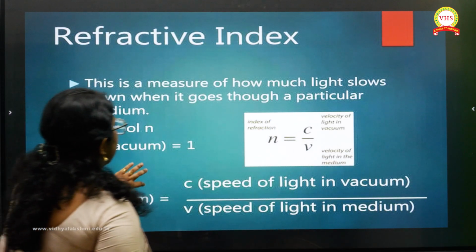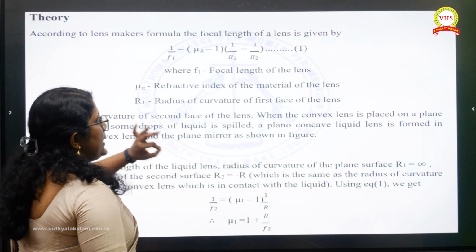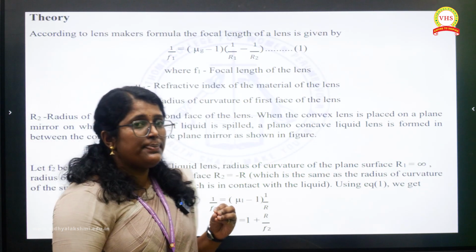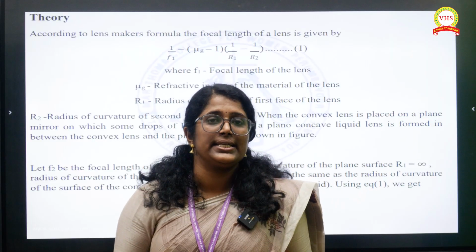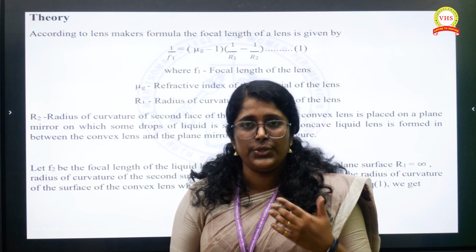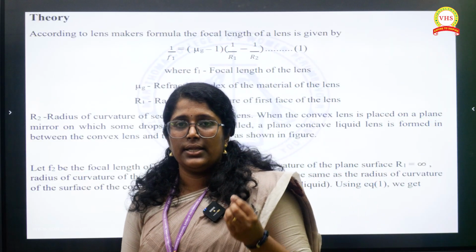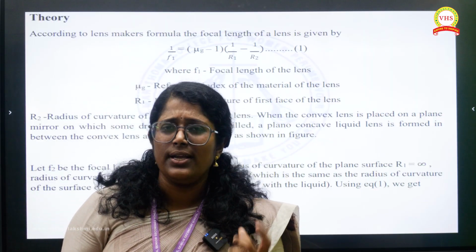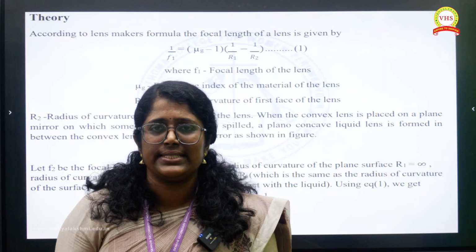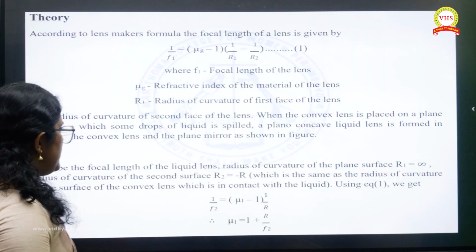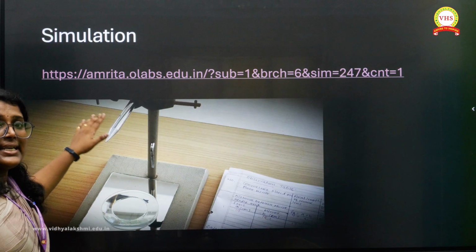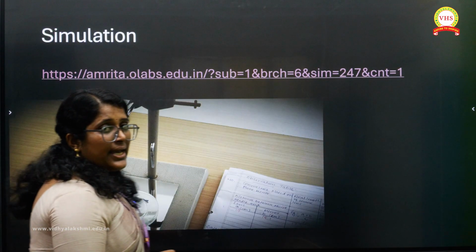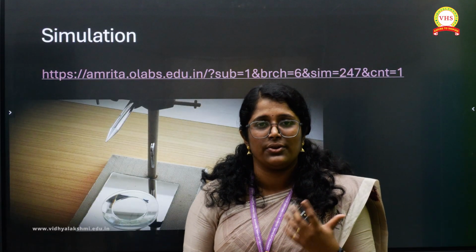Next one, directly we are going to the experiment. Before that, theoretical background. How can you find the refractive index of a liquid using only a convex lens and a plane mirror? Before going to the theory, I will explain the experimental setup, how it looks in a physics lab. This is one of the easiest experiments if you understand how it is arranged or set up.